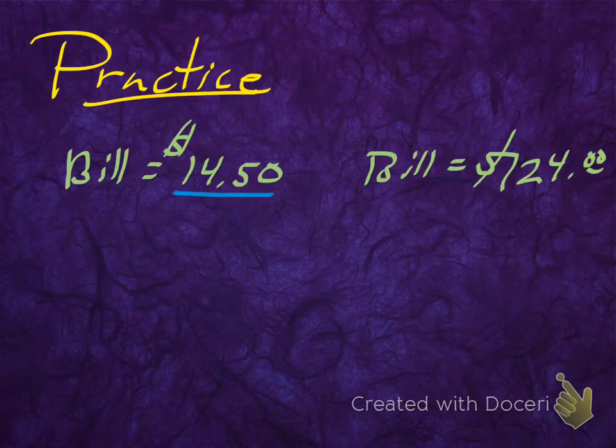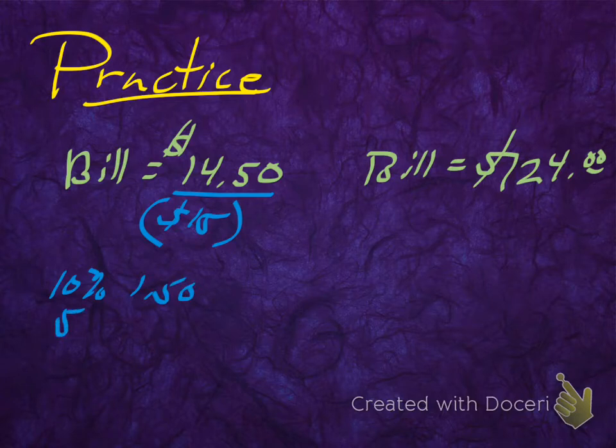All right, $14.50. That's pretty close to $15, right? So we're going to use that as our estimate amount. So our 10% amount is going to be $1.50. 5% is half that, which is what? What's half of 150? 75 cents. And then 1%, just take the decimal and move it over one more time, and it's 15 cents.